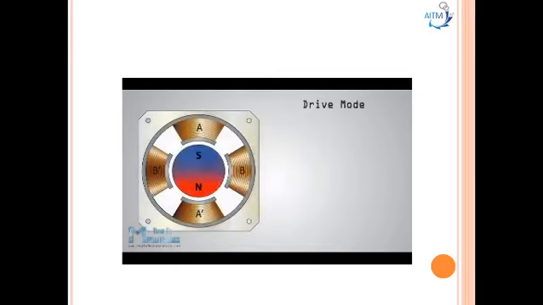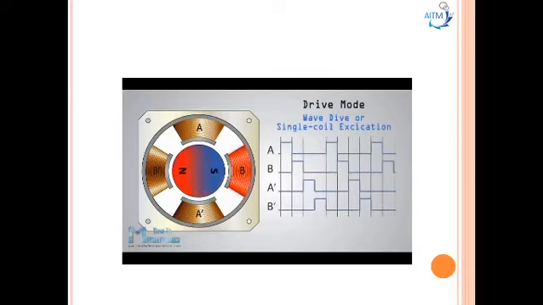There are several different ways of driving the stepper motor. The first one is the wave drive or single coil excitation. In this mode we activate just one coil at a time, which means that for this example of a motor with 4 coils, the rotor will make a full cycle in 4 steps.